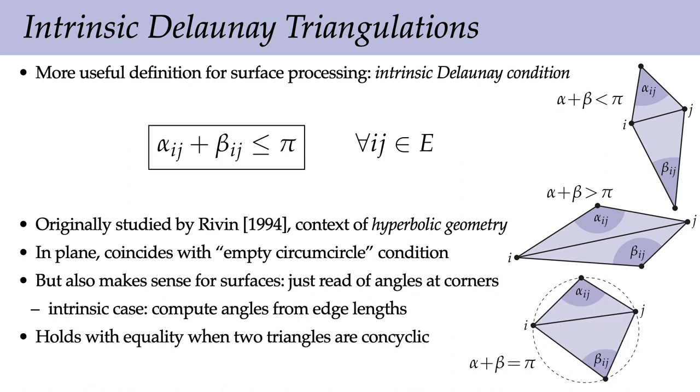By the way, this condition holds with equality when the two triangles containing the edge are concyclic, right? And so in this case, the Delaunay triangulation is not unique. We could flip the edge one way or another and satisfy this condition.